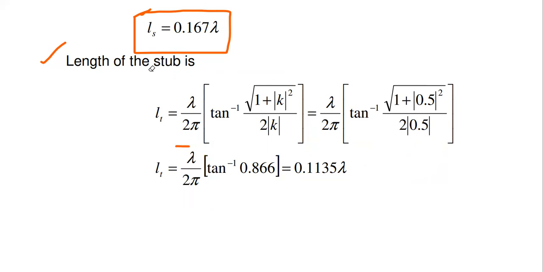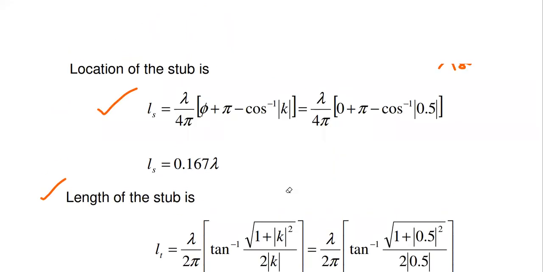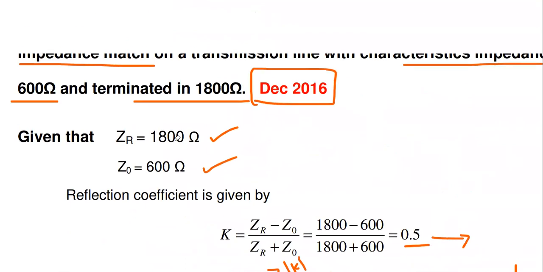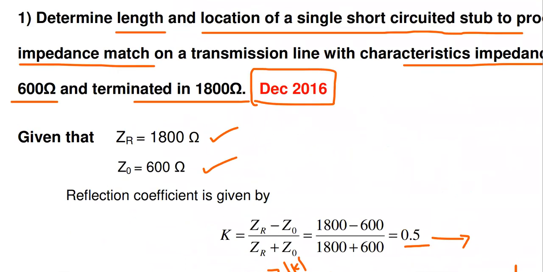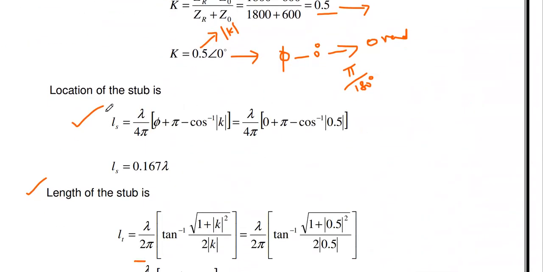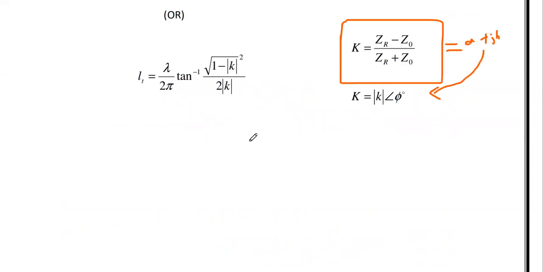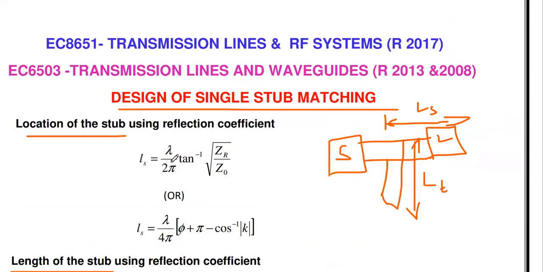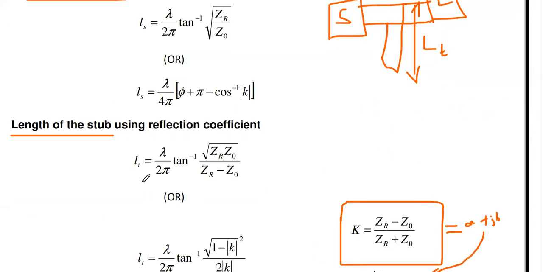So we determined the two answers, the length of the stub and the location of the stub in terms of lambda. This is the first question. In this question, both ZR and Z0 are given as real quantities. So instead of using this second formula in terms of k, you may use the first formula also: the location equals lambda by 2 pi tan inverse of square root of ZR by Z0. Similarly, to find the length, you may use this formula also. You get the same answer, if ZR and Z0 are real.